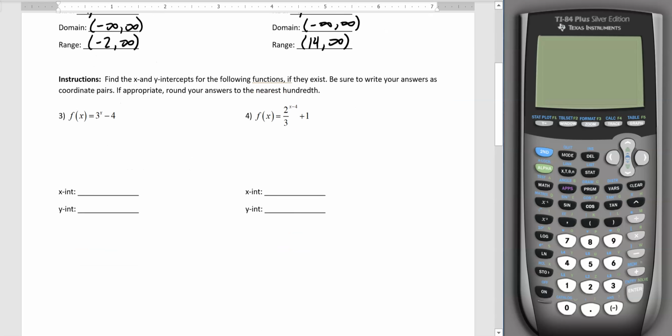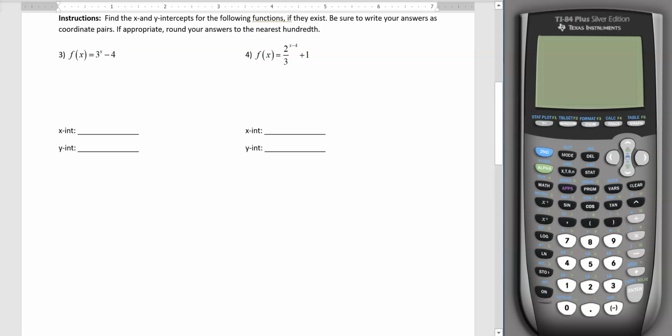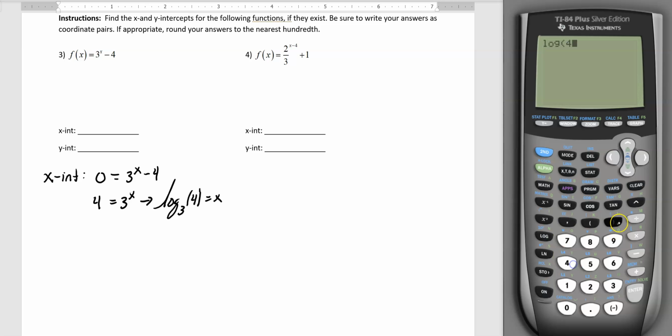Next, we're looking at the x and y intercept. Looking at number 3, let's do this one algebraically. For the x-intercept, remember we set y to 0, so 0 equals 3 to the x minus 4. I add 4 to both sides, so I get 4 equals 3 to the x, which I can now convert to a logarithm: log base 3 of 4 equals x. In my calculator, I will type log of 4 divided by log of 3 for my change of base. Press enter. 1.26 would be my x-intercept.